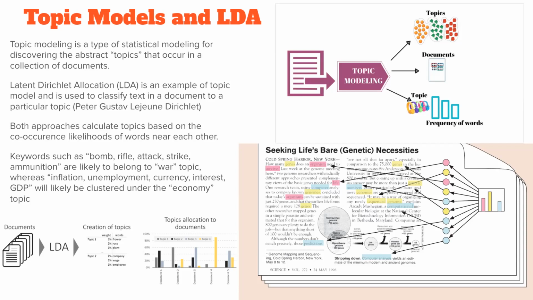We use LDA in order to calculate the likelihood of certain keywords to appear next to each other. So topic modeling separates a text based on individual topics, individual documents, and then frequency of words.